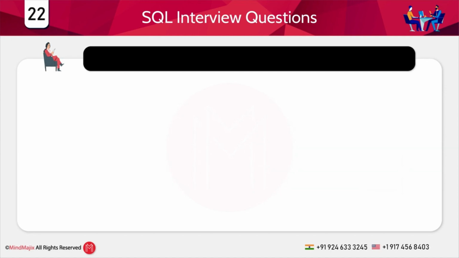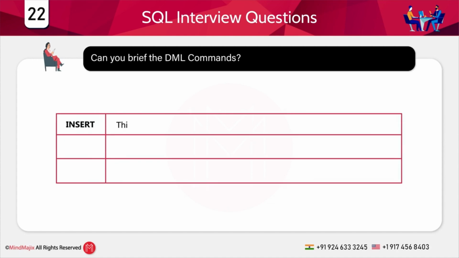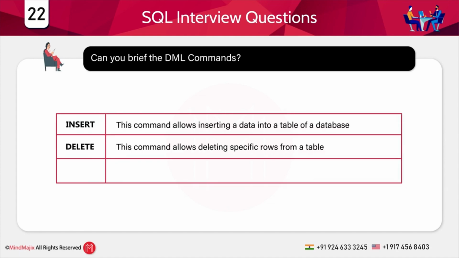The next question over here is, can you brief a few DML commands? As you can see on the screen, these are the various DML commands: insert, delete, update. What is the use of insert? This command allows inserting data into a table of a database. If you talk about the delete statement, this command allows deleting specific rows from a table. The third statement over here is update. This command allows modifying data in a table.